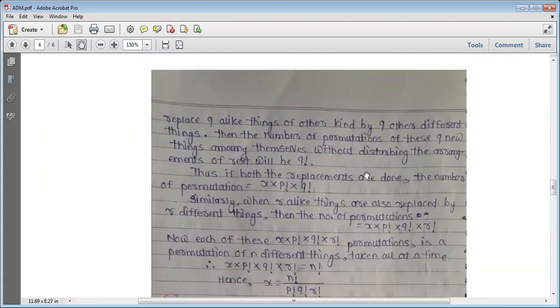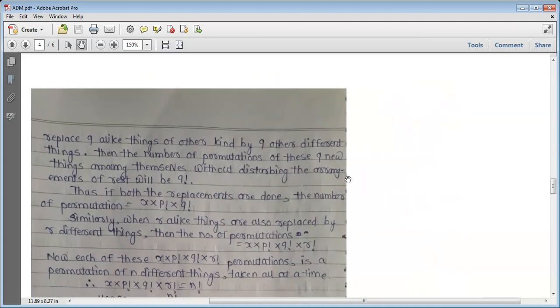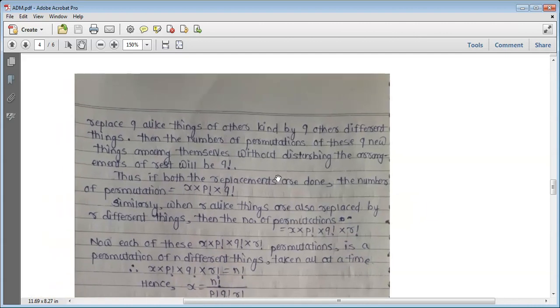we replace the q alike things. We have first replaced the p alike things. Now we replace these q alike things of the other kind by q different things, and the number of permutations of these q new things among themselves, without disturbing the arrangement of the rest, is q factorial. Since these q things are different, they can be arranged among themselves in q factorial ways. Thus if both replacements are done, that is, the p alike things and the q alike things are replaced, then the number of permutations is x into p factorial into q factorial.